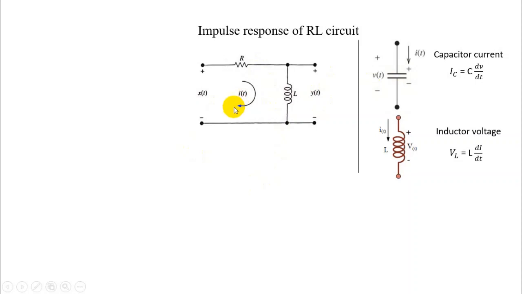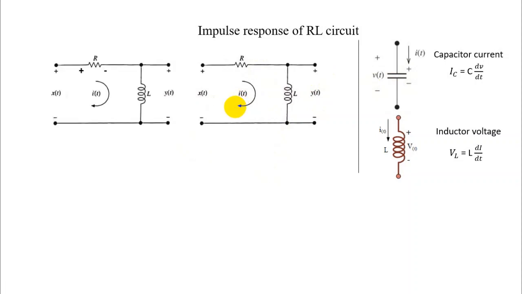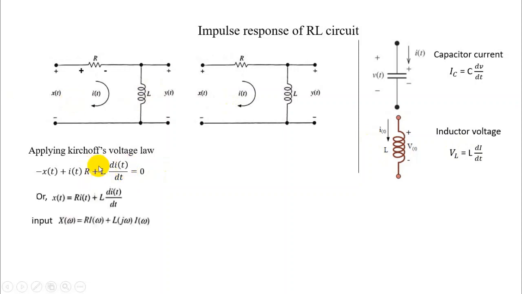So if you are asked to determine the input-output relation or impulse response, like we have discussed in the RC circuit, first of all you need to apply Kirchhoff's voltage law. The polarity of voltage here would be plus and minus for this resistor. So applying Kirchhoff's voltage law, as the voltage across the inductor is L di by dt, L di by dt is written here. The ultimate goal is to determine x(t), and ultimately the impulse response.